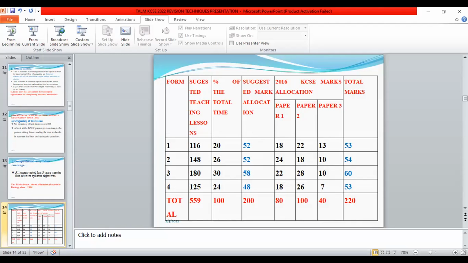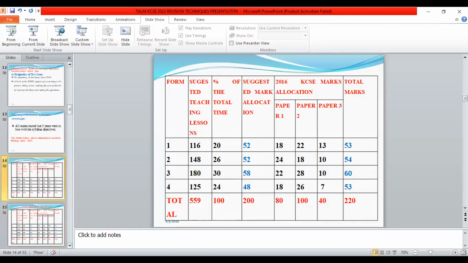Then when it comes to allocation of the marks, what used to happen from 2016 backwards is that we teachers knew Form 1 work was going to carry 52 marks. Then as per the allocation of these 52 marks, paper 1, paper 2, paper 3, it used to vary, but at the end of it all, we were supposed to have at least around 52 marks. So in 2016, we had 53 marks that were being set from Form 1 work. Form 2 work, we had 54 marks instead of 52. Form 3 work, we had 60 marks instead of 58.